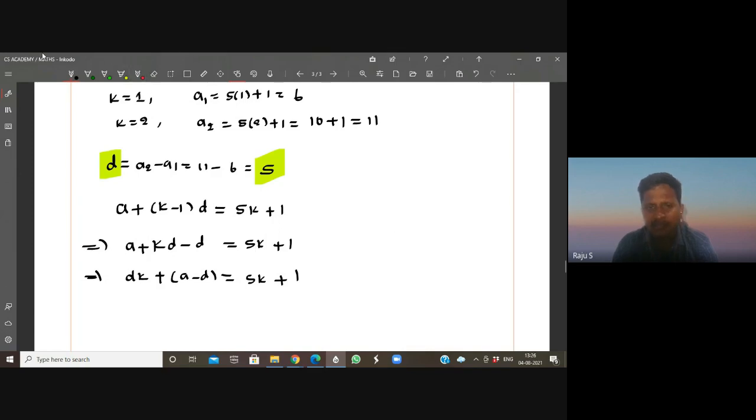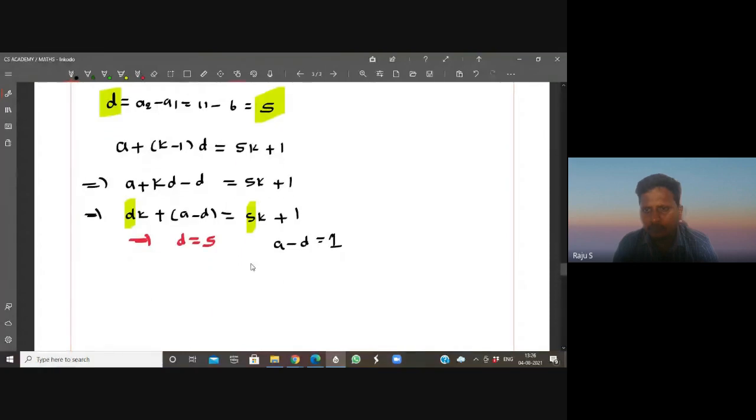If I compare both sides, what is the d value, students? When we compare both sides, the d value is clearly 5. D is equal to 5. Then what is the a minus d value? A minus d is equal to 1. Then a is equal to 1 plus d, so 1 plus 5, that is equal to 6.